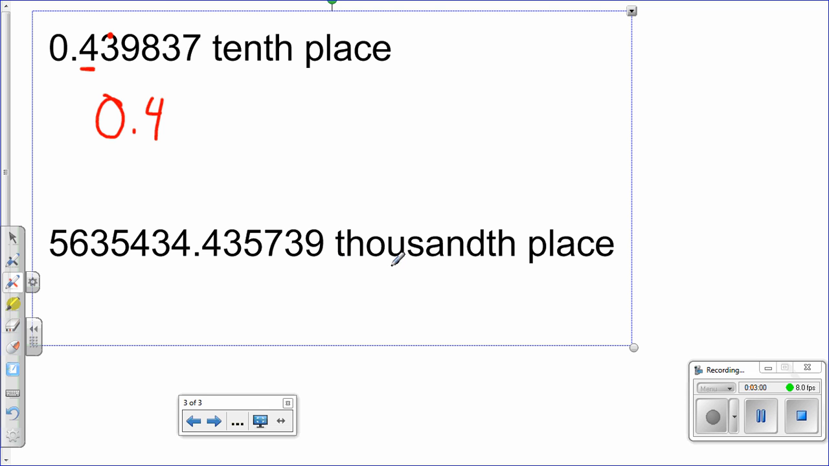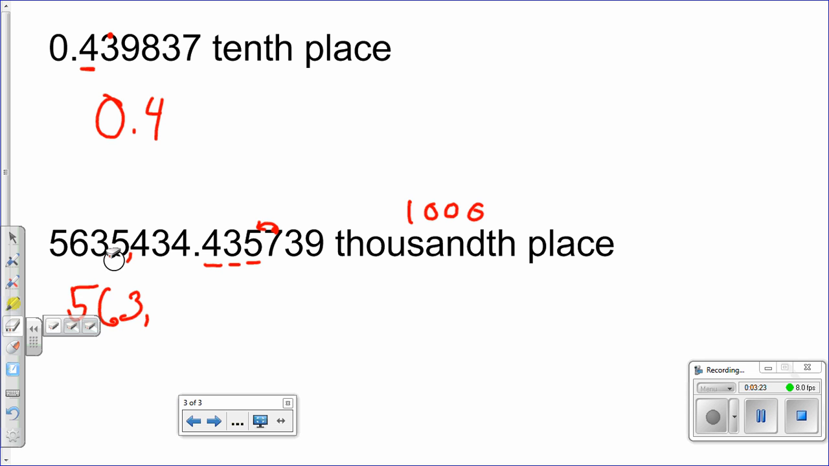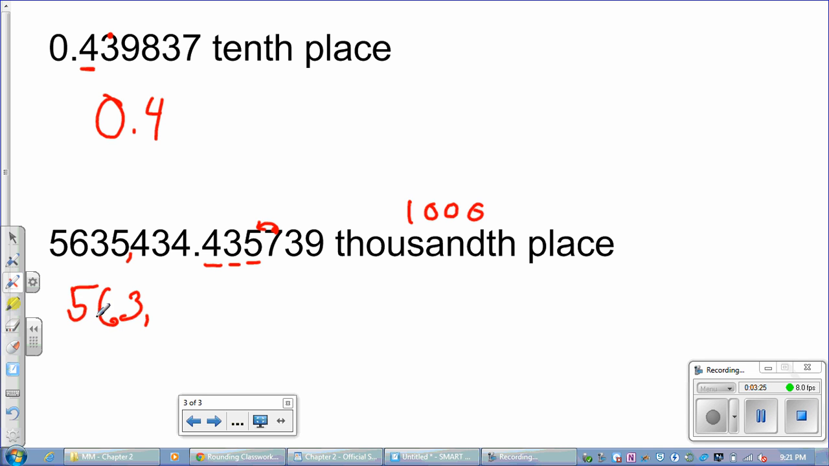Then we've got the last one, the thousandths place. How many zeros does 1,000 have? 1,000 has 3 zeros. So we need to go 1, 2, 3. So we're rounding this 5. How do we round this 5? We take a look at the 7. 7 is more than 5, so it rounds it up to 6. So we have now 563,000. Oops, I put my comma in the wrong spot. That's alright. Let's rethink this. Put a comma there. Think about this again.